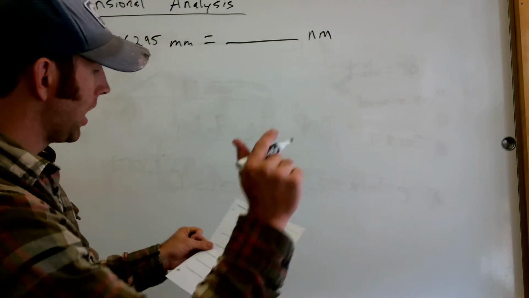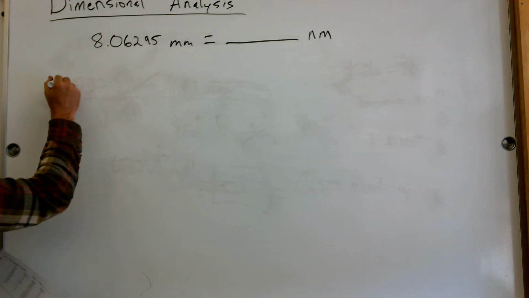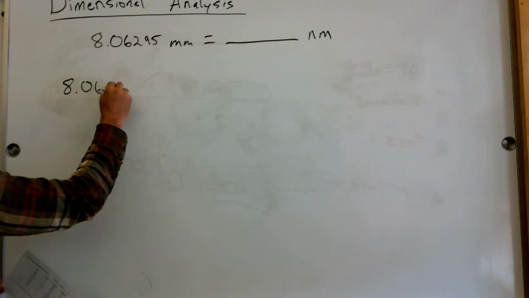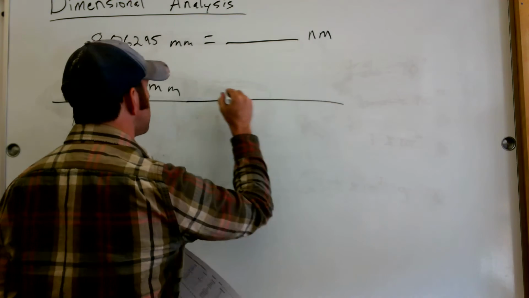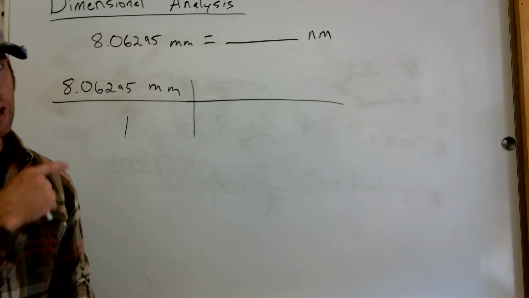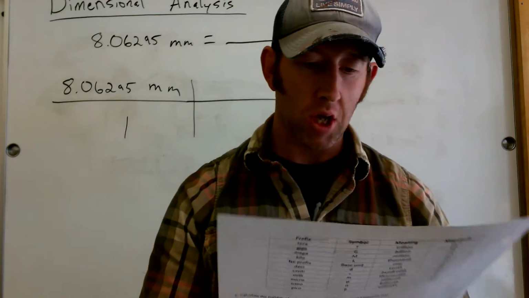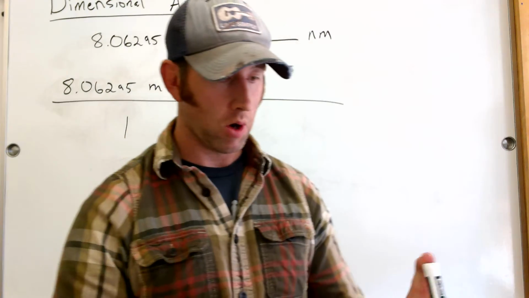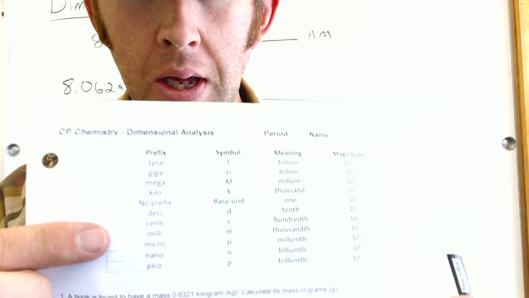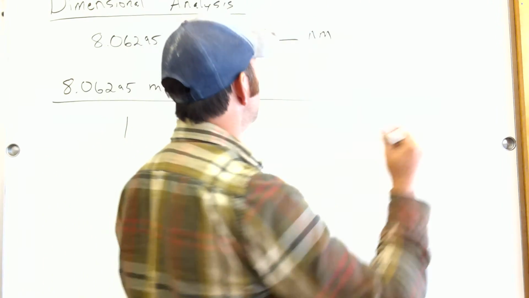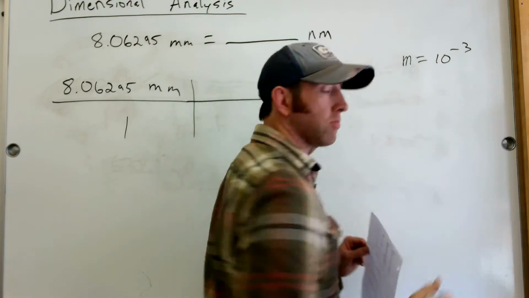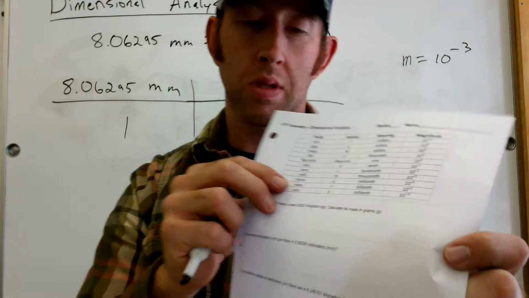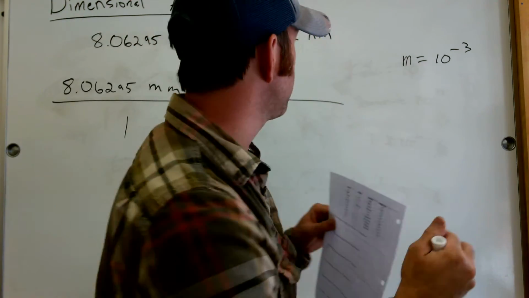All right. I'm going to go ahead and write my initial quantity as a fraction over 1. 8.06295 millimeters over 1. I'm going to write this out in table form because that's my form of choice. And I'm the one doing the work here. So now my job is to figure out my difference in magnitude. All right, so I'm going to go back to my magic table here, and we should find milli is 10 to the negative 3. That's my magnitude. My magnitude for nano, which would be that second to last one on that table, is 10 to the negative 9.